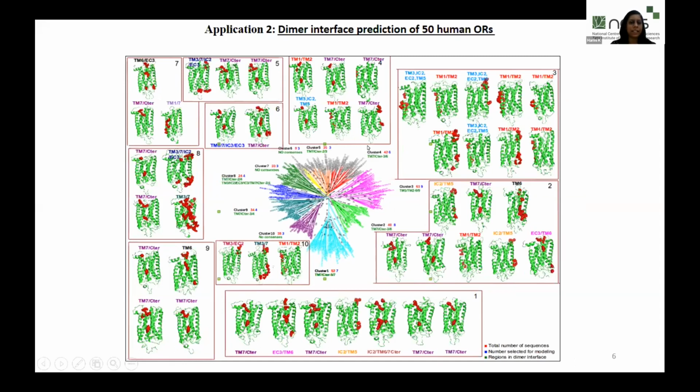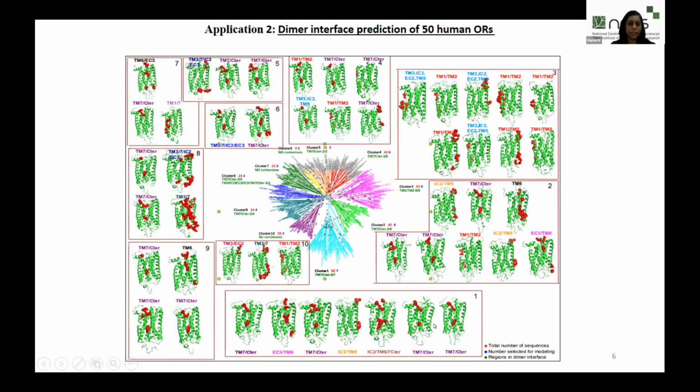What you can see at the center is a phylogenetic tree of all the mammalian olfactory receptors, and the numbers on the side indicate the ones that we have modeled from each cluster. You can see that, for example, in cluster 1, the predicted dimer interfaces are in different regions of the transmembrane helices, and some are in the loops, and it is not constant or similar across olfactory receptors which share high sequence identity, that is, those which belong to the same cluster. So this again further confirms the fact that every olfactory receptor has a different function and can bind a different set of odorants, even though they belong to the same cluster or are sequentially similar.